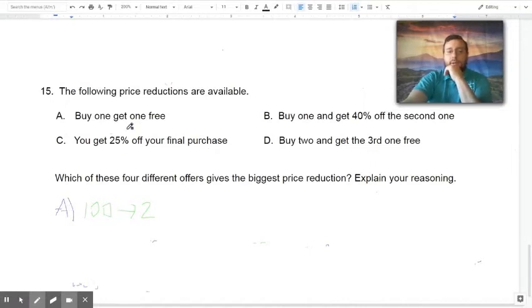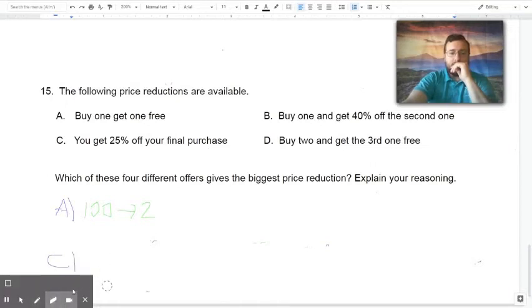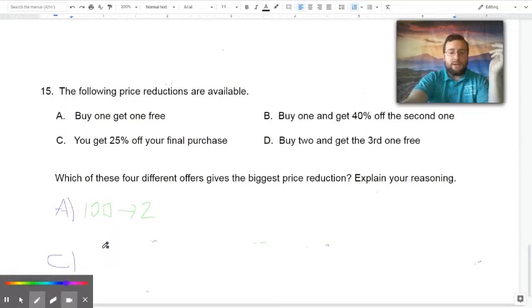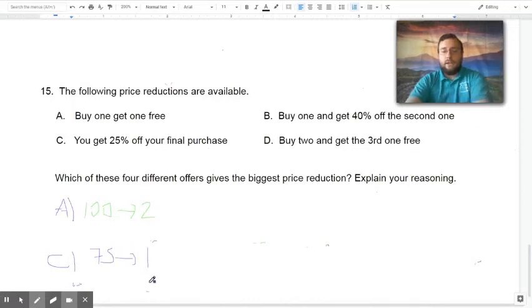Now, how about getting 25% off on your final purchase? And that's why I'm using 100. That's because it's easy to find percentages when you use 100, because then the percentage itself is the number, right? So 25% off of 100 is just $25. So that means that you would get $75 to buy one thing. Yes?